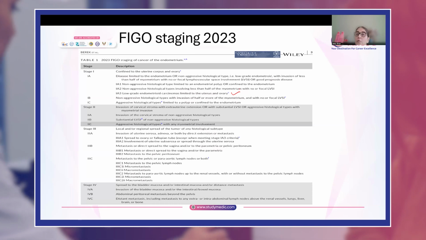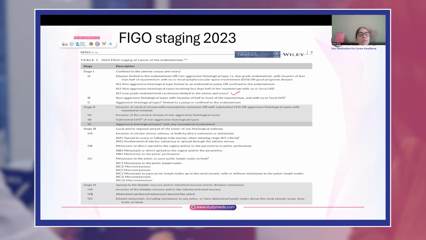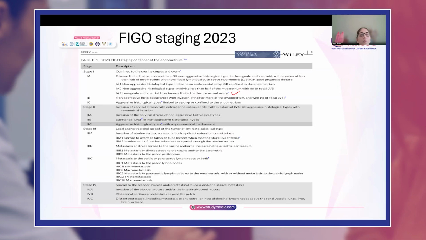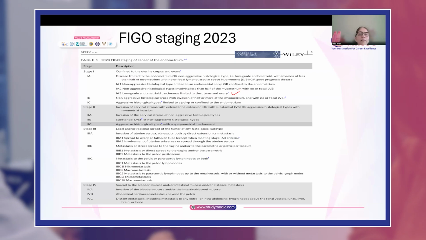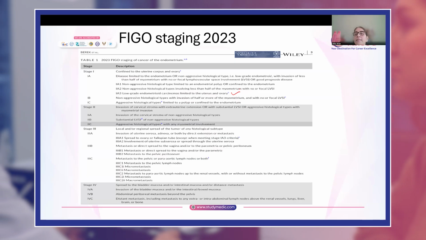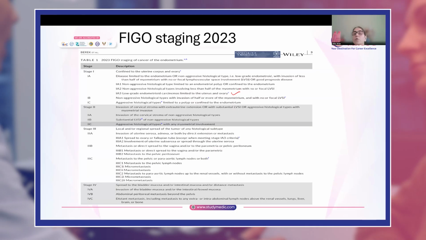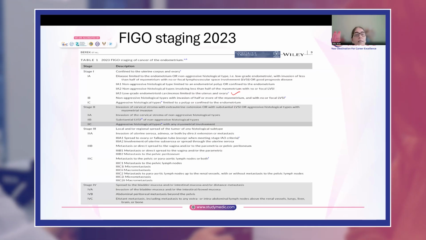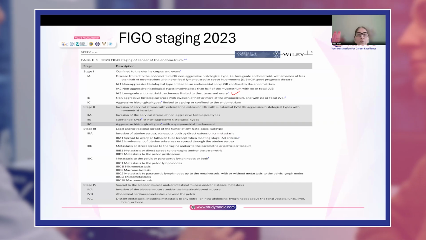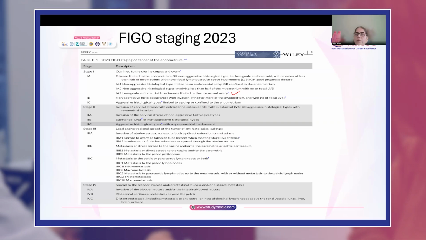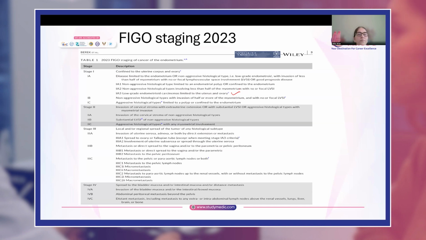Now, whenever lymph nodes are involved, it becomes stage 3C. In this also you have 3C1, where you have micromets and macromets. That means stage 3C1 is mets to the pelvic lymph nodes. 3C2 is to the para-aortic lymph nodes up to the renal vessels, with or without mets to the pelvic. Okay.